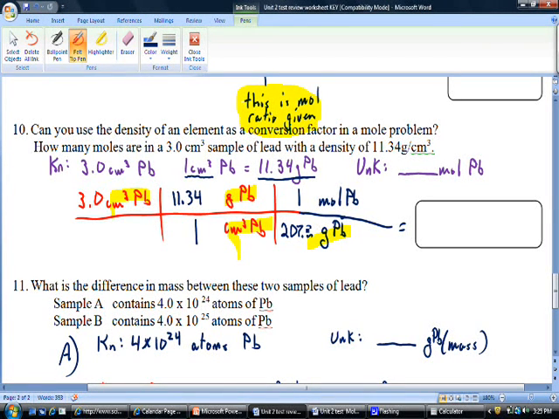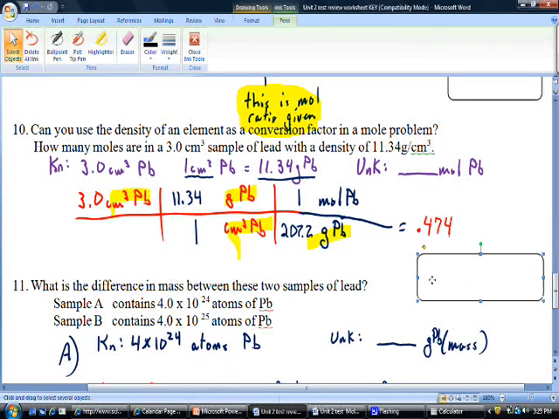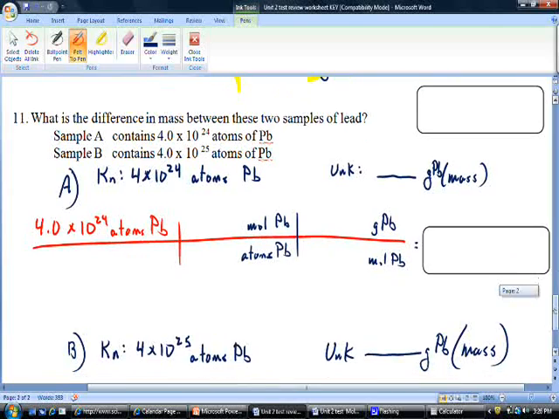So you should calculate that as 0.474. Is there anything missing from this answer? Of course, you need to put your unit there, and the unit that hasn't canceled is moles of lead. Moving on to number 11. Is this the last question?